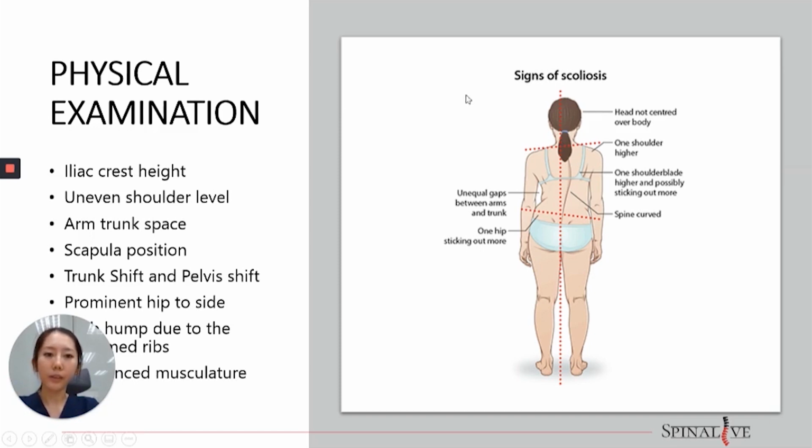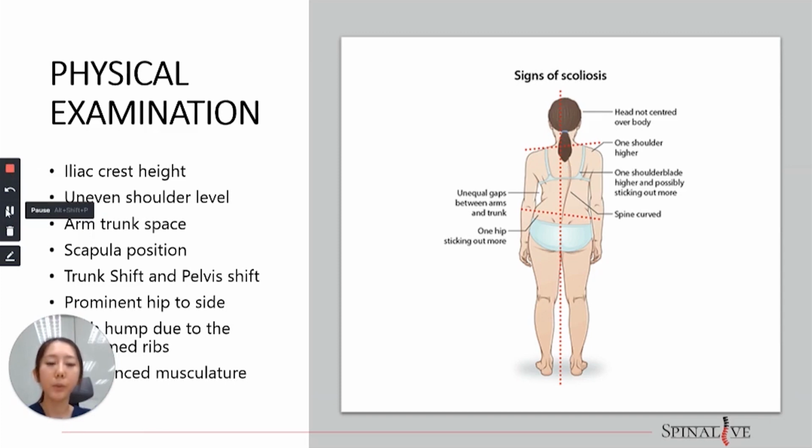Okay, so what you see over here, usually I'll suggest we roughly have a plumb line from C7 all the way down to the sacrum region. So when you draw a line down, you may see that there is some shifting of the body towards the right side.